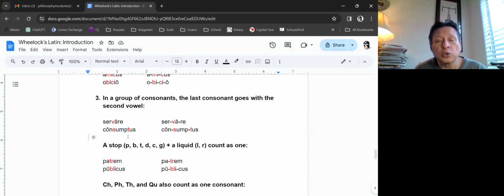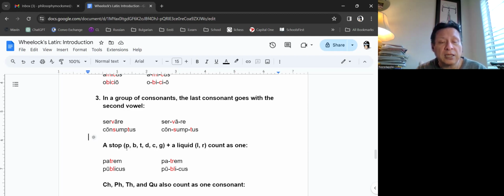Consumptus, consumptus. Okay, here are some linguistic terms. A stop is basically where the sound gets shut off, like a valve, like t, b. These are stops. If you have a stop followed by a liquid, which is just an L and an R, the stop and the liquid work as one consonant. They count as one consonant. So they would both go together with the last vowel.